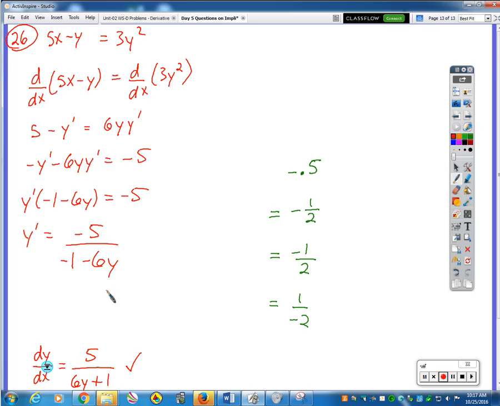So 5 minus y prime equals 6y prime, so they just brought the 6y prime to the left and then moved the 5 over to the right, changing sides, and then factored out the y prime, and that's how they got there. Yes. Okay, cool. Perfect. There we go.